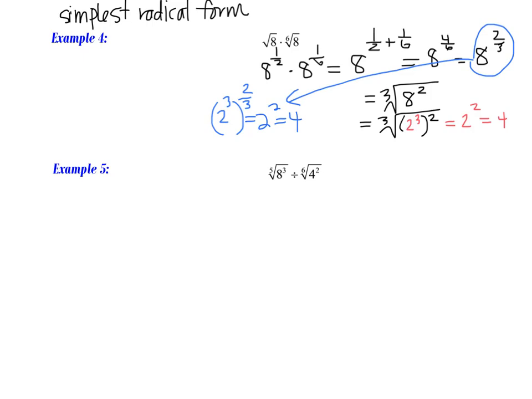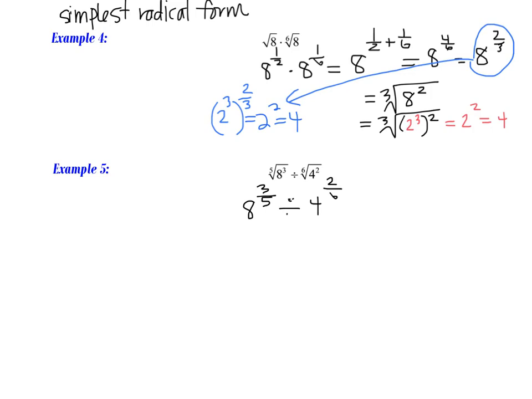Alright, example 5. Same idea. Write our answer in simplest radical form. But what I'm first going to do is write it in exponential form, because it just makes it a little easier to look at in the beginning here. So we have 8 to the 3/5 divided by 4 to the 2/6. Before I even do work here, I'm going to go ahead and simplify these like I did in blue above.